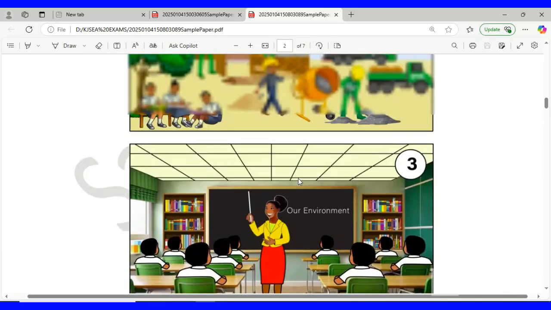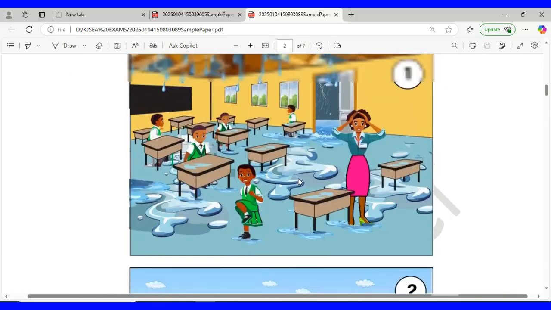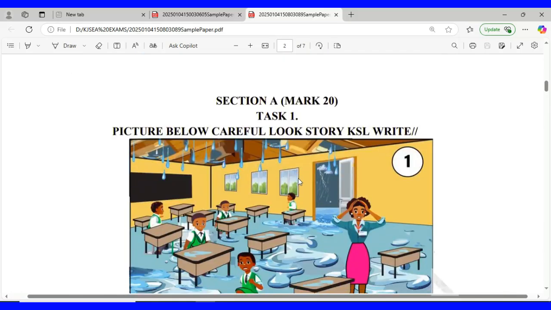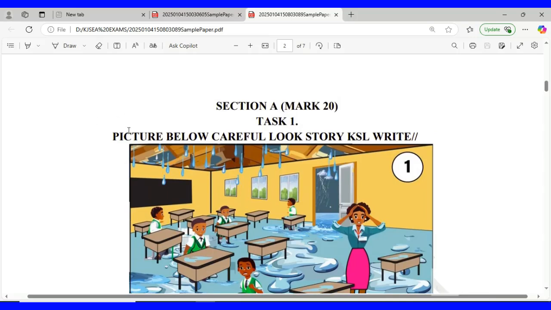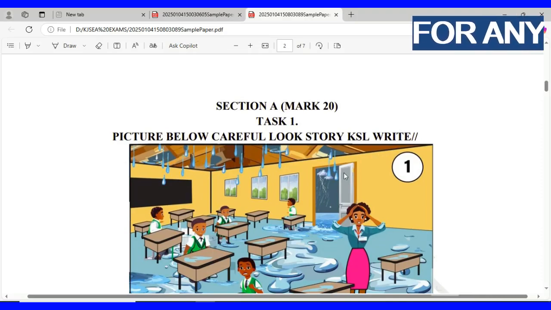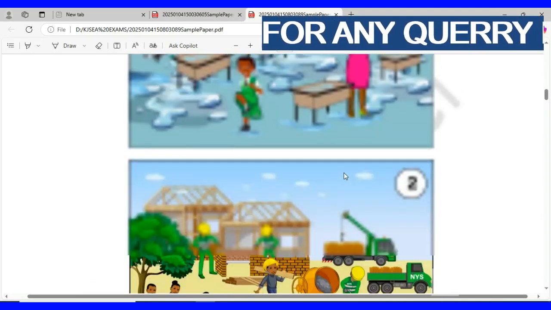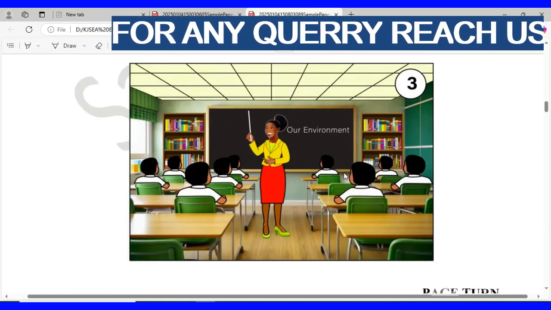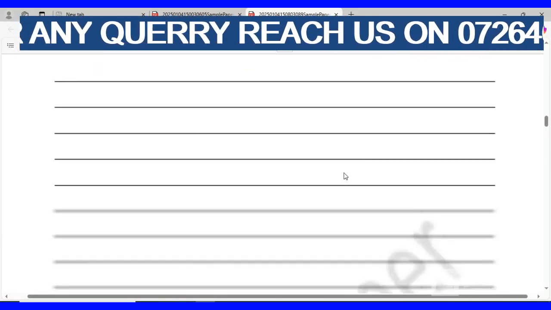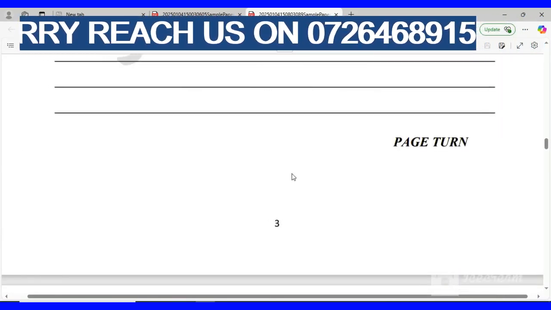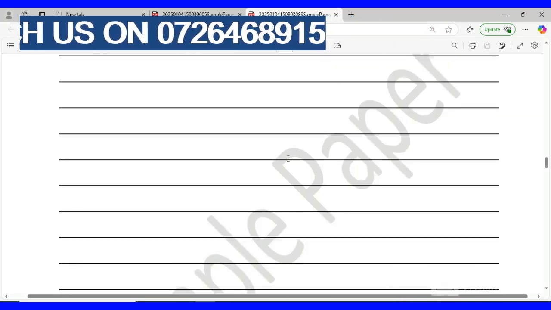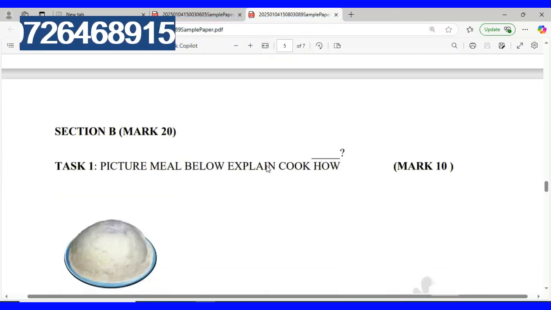So they are going to write maybe something like a composition. Picture below, carefully look, story, in Kenya Sign Language. So they know what that means. They will study the pictures and then use the pictures to write something like a composition of what is happening in the picture.